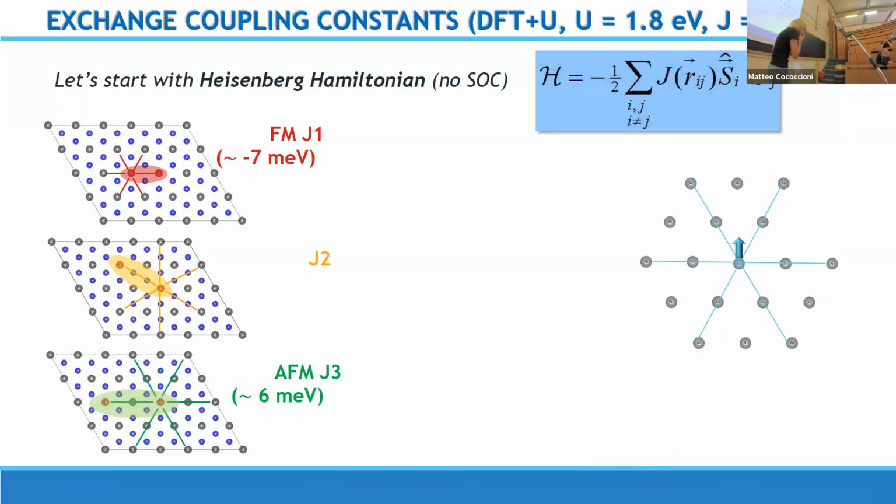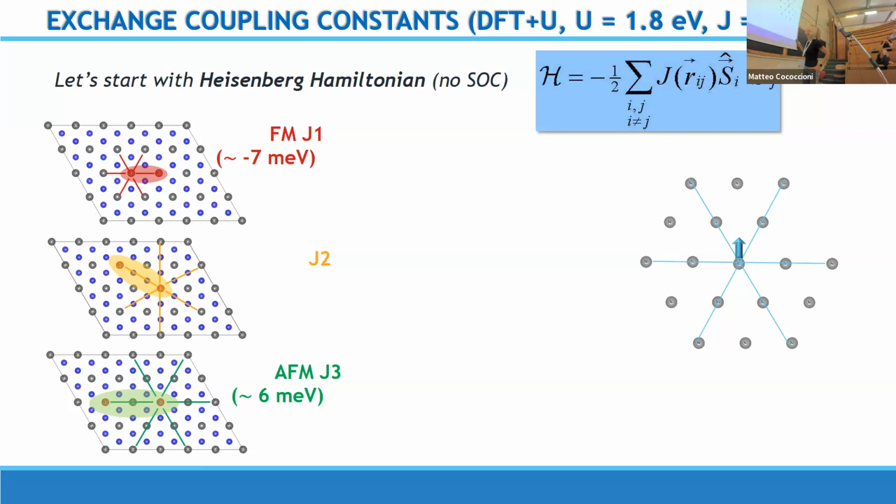So by DFT, you can basically estimate this exchange interaction by mapping total energy for different spin configurations, for the moment at the Heisenberg level. And so what you get by DFT is that your first neighbor is strongly ferromagnetic. Second nearest neighbor is basically 0. And then the third neighbor is strong and anti-ferromagnetic.